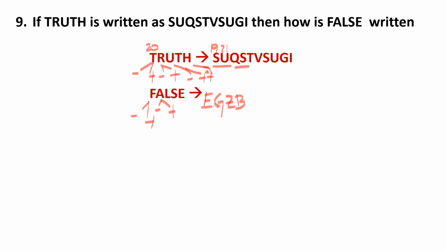Next L minus 1 is K. L plus 1 is 13. S minus 1 is 18. S plus 1 is 20. E minus 1 is D. E plus 1 is F. So for every letter, two letters are coded here. For every letter, two letters are coded.